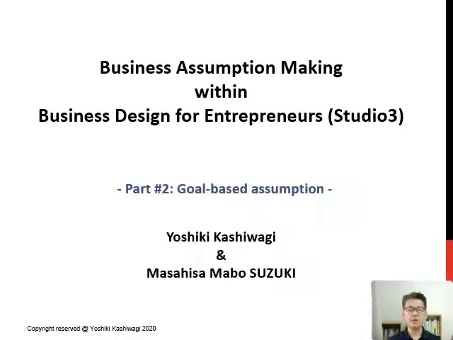Let's start part 2 of this class. This week, we're going to talk about goal-based assumption. This is all about financial justification of your assumptions. Your goal is to meet the minimum requirement financially, which is zero profit. If you assume zero profits, what is the right number to use for the assumptions? This is the main question for this week.